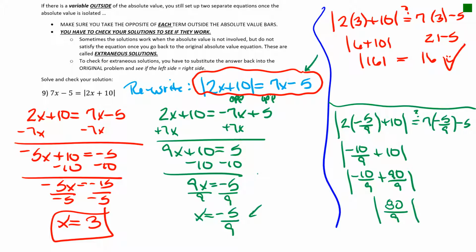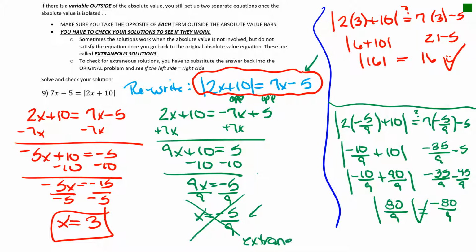So over on the right-hand side, I'm going to have to write little. I have negative 35/9 minus 5. 5 would be negative 45/9, and that comes out to negative 80/9. Can the absolute value be a negative number? No. So this is not a solution. Remember, the big word is, it is an extraneous solution. Notice how lazy I am for extraneous.